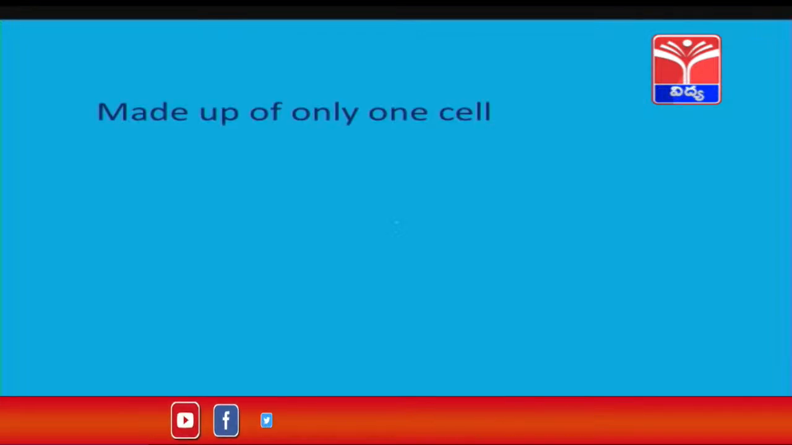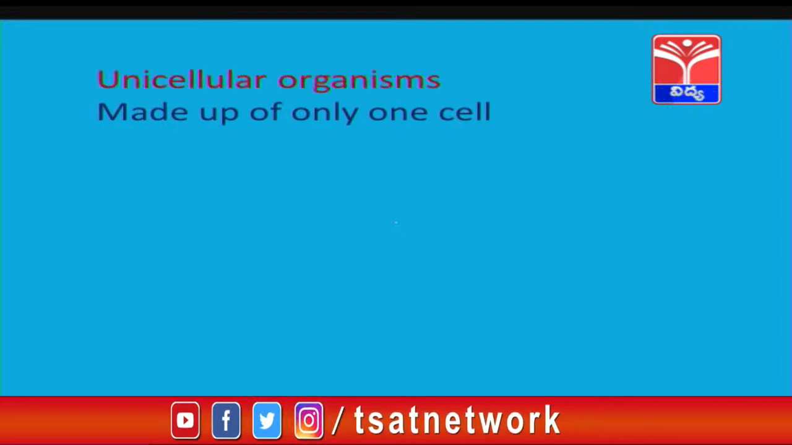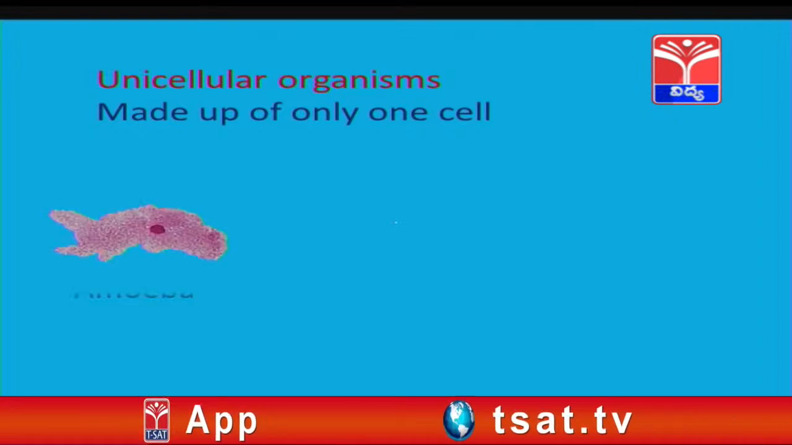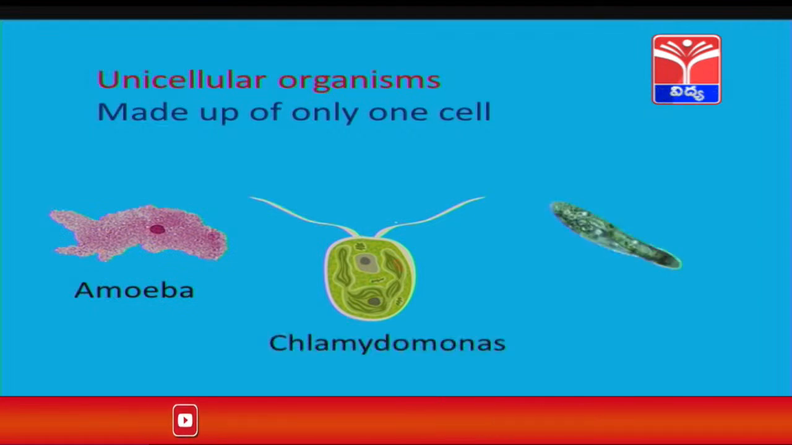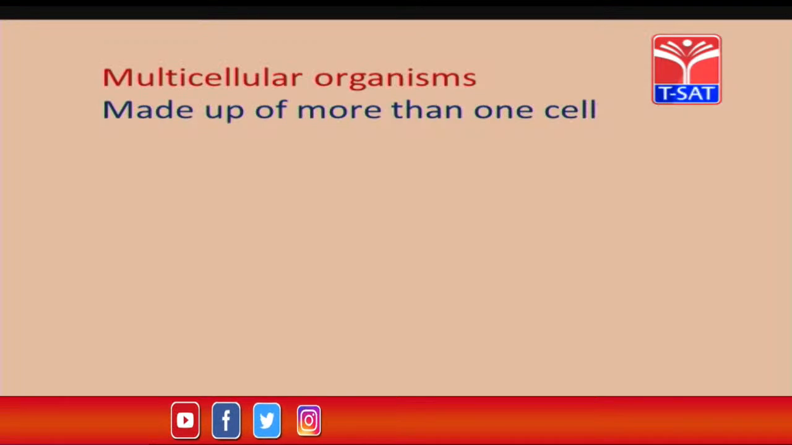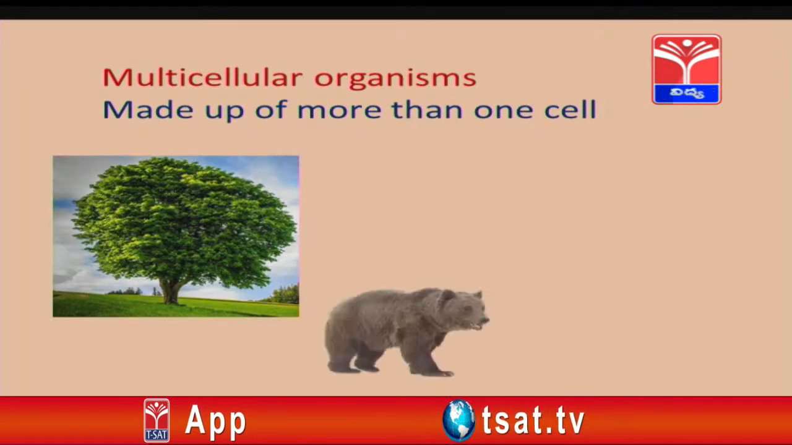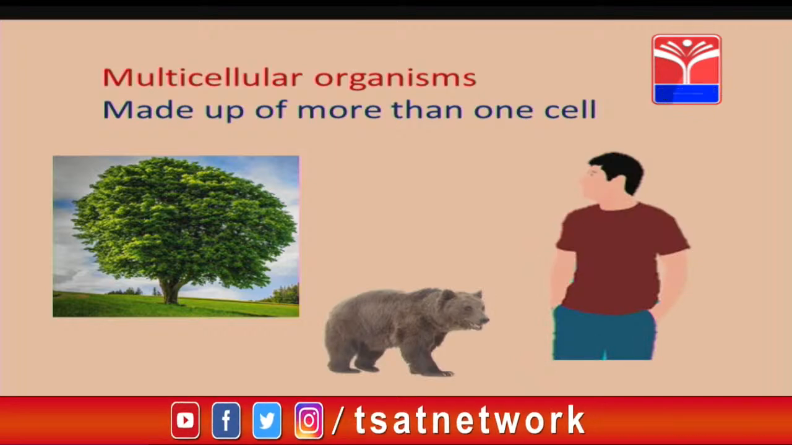Some organisms are made up of only one cell. These are called as unicellular organisms. For example, amoeba, chlamydomonas, paramecium. Some other organisms are made up of more than one cell. These are called as multicellular organisms like plants, trees, animals, human, all these are multicellular organisms.